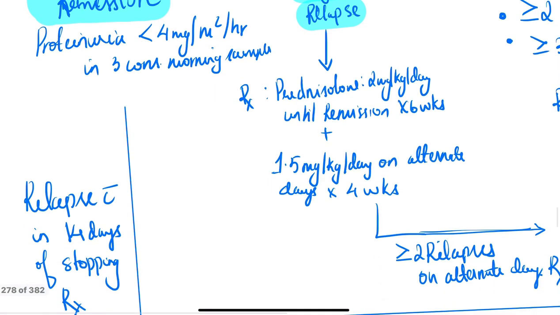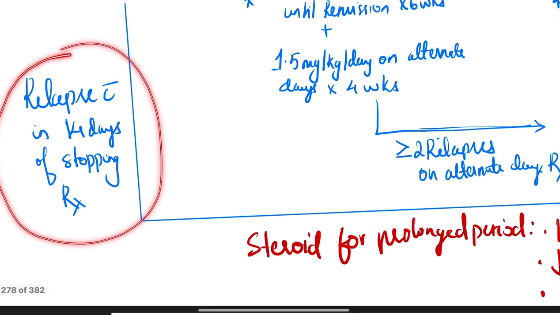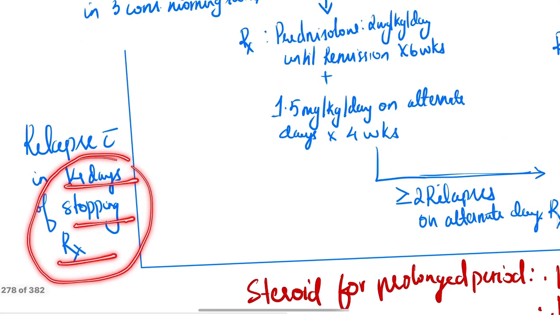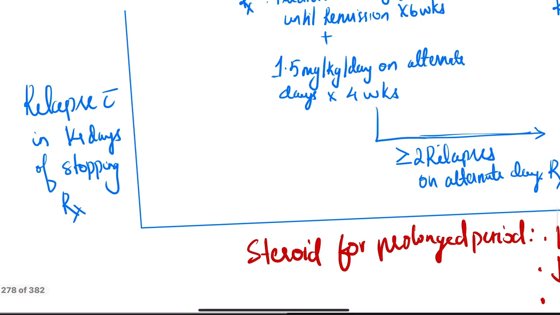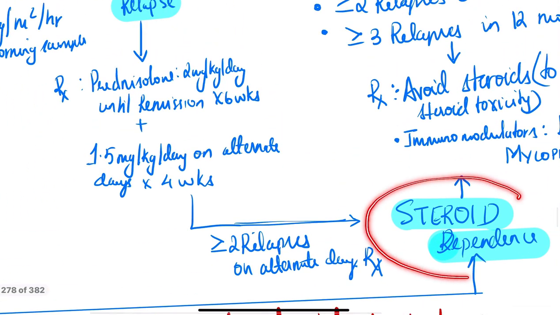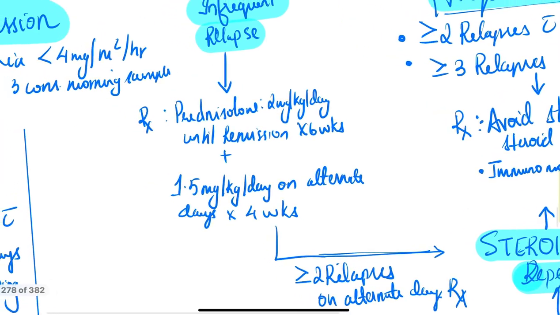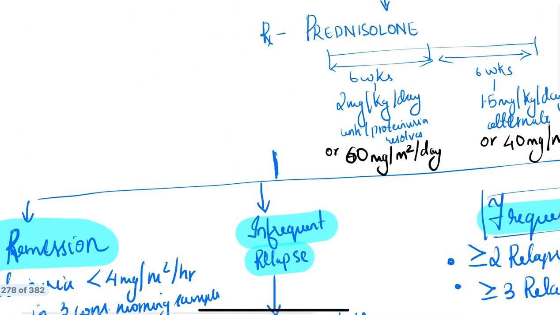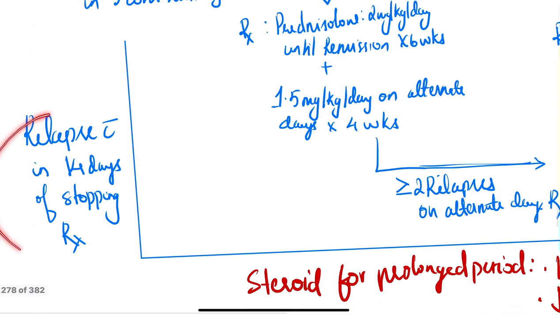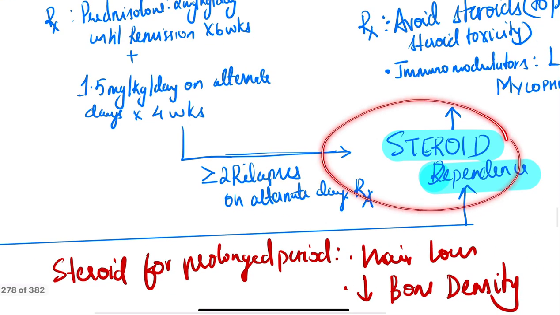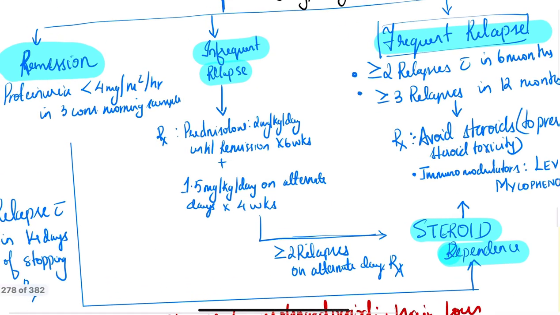But what if the child suddenly comes back with a relapse within 14 days of stopping the treatment, within 2 weeks of stopping the treatment? Then that is considered a steroid dependent case, clearly, right? Because you are giving them steroids for 6 plus 6 weeks, there were no symptoms in that time. Then there's a relapse suddenly after stopping treatment, clearly indicative of a steroid dependent case. Just keep that in mind.